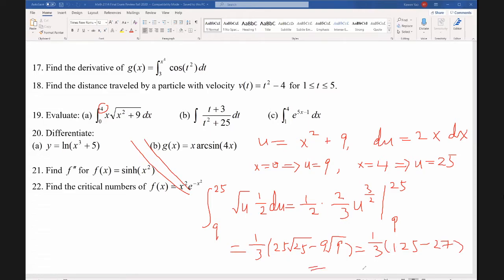125 minus 27 is 98, right? So that's why it's the same answer, 98/3. Because 125 minus 27 is 98, right? So the final answer is 98 over 3.